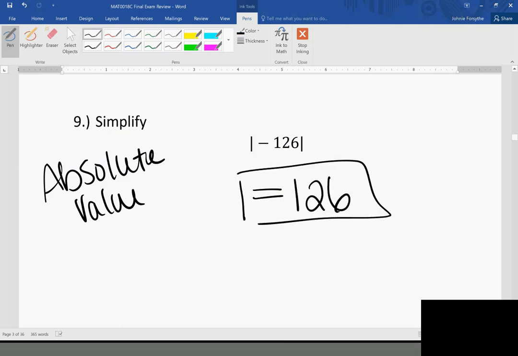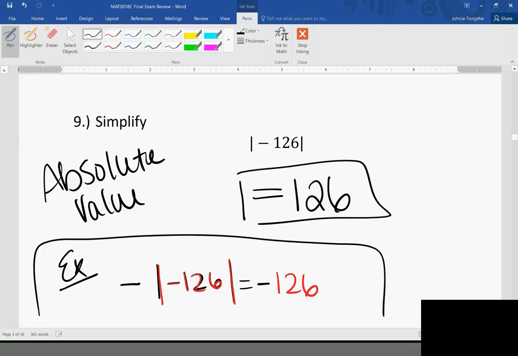Now I want to show you some examples. Let's say we had another example: negative the absolute value of negative 126. First work within the absolute value. We just did that before. The absolute value of negative 126 is positive 126. But I still have this negative on the outside. So the answer is actually going to be negative 126. I just wanted to show you the difference between problem number 9 and this other example, because students often get those two confused.